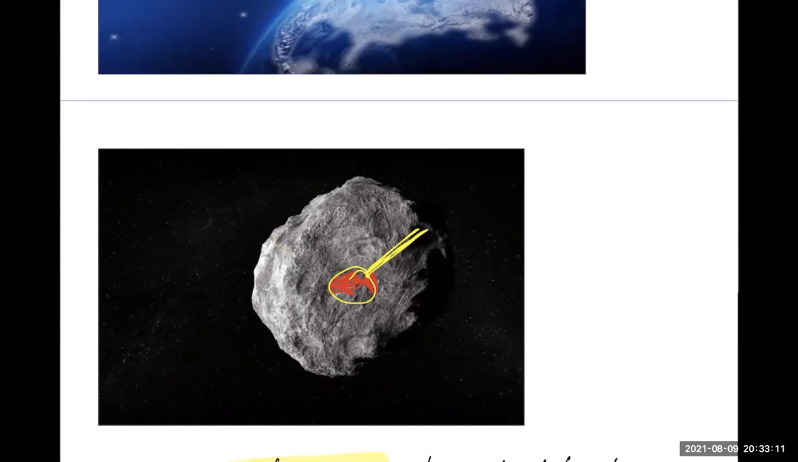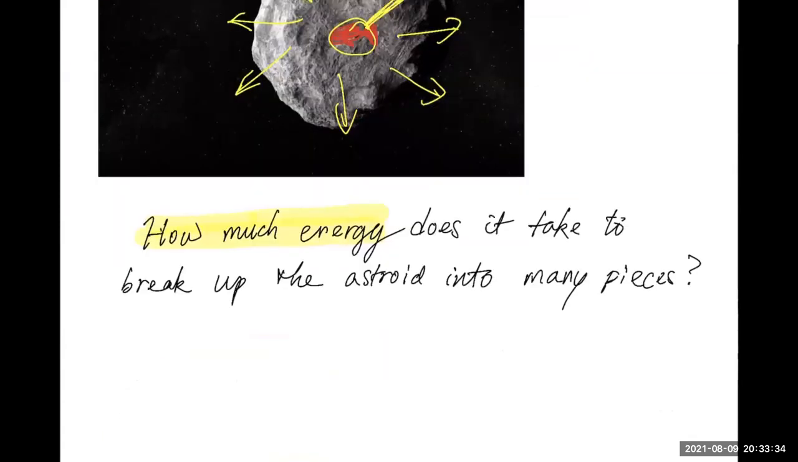The question is, how much energy would it take to make that happen? I want to know the amount of energy it takes to really shatter this into many pieces. Let's see how much energy it takes. Let's do an estimation.